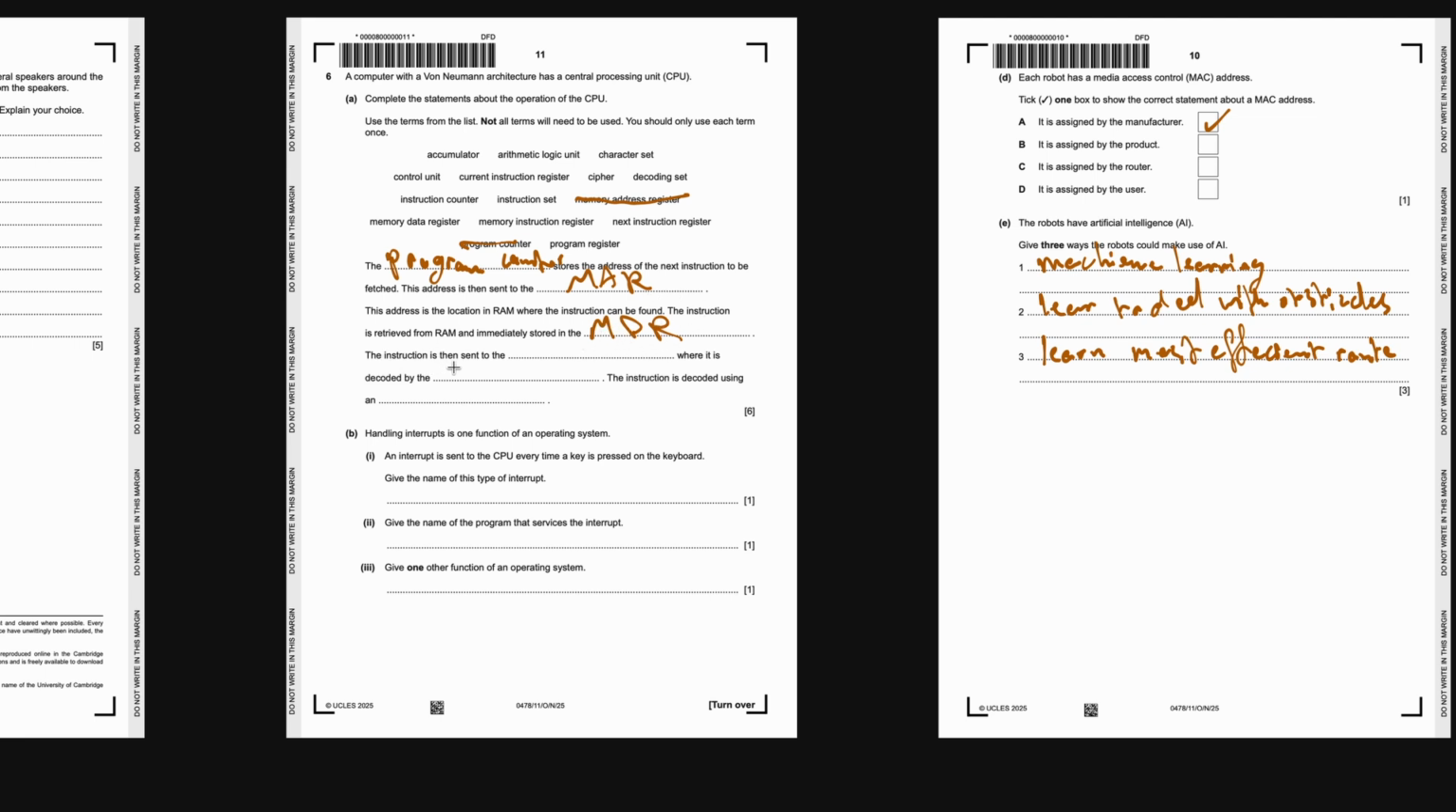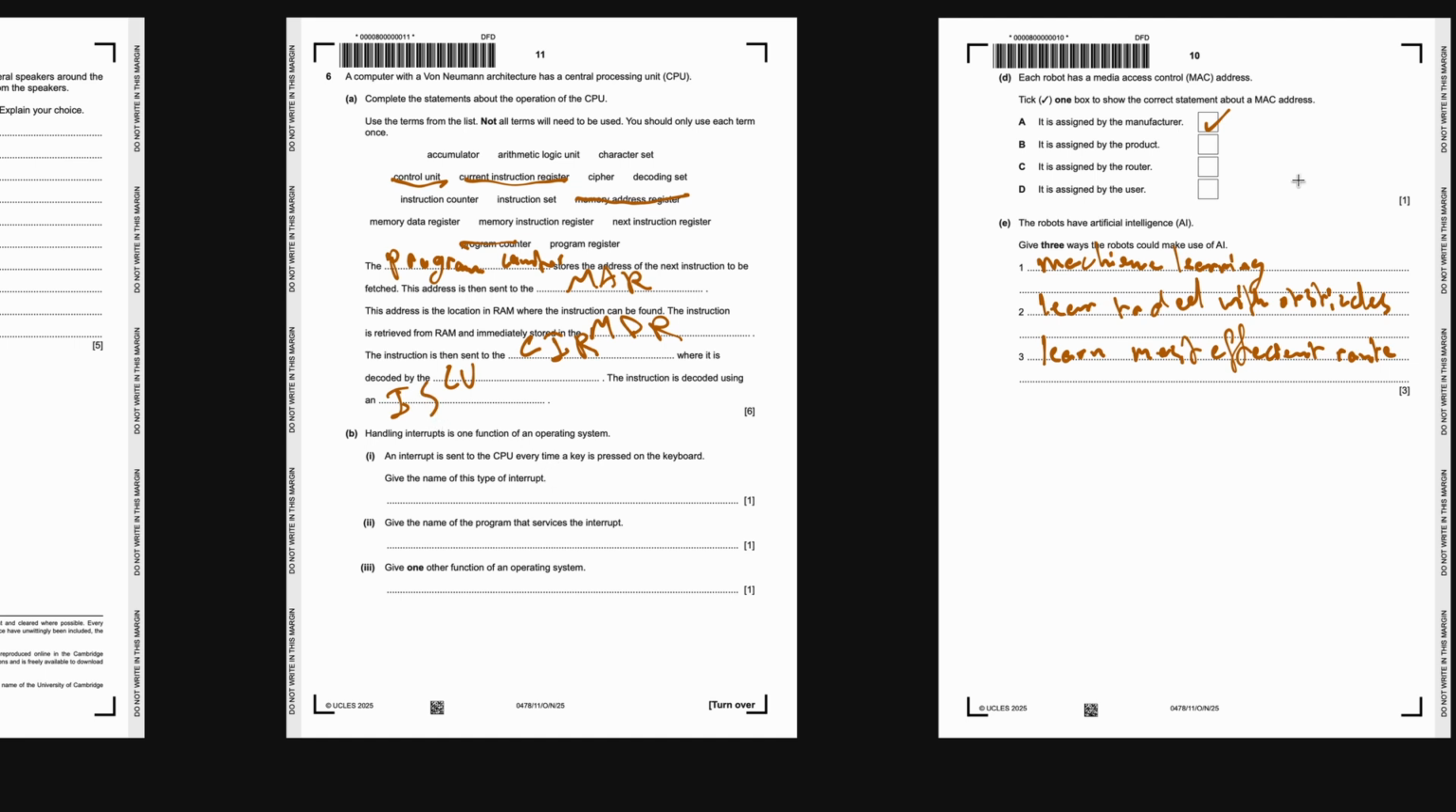Then the instruction is sent to somewhere where it is decoded by something. So the instruction is sent after the MDR. It's sent to the current instruction register, which is CIR, and then it gets decoded by the control unit in the CPU, right? By the control unit. The instruction is decoded using an instruction set, which we talked about in the beginning of the previous episode. So an instruction set.